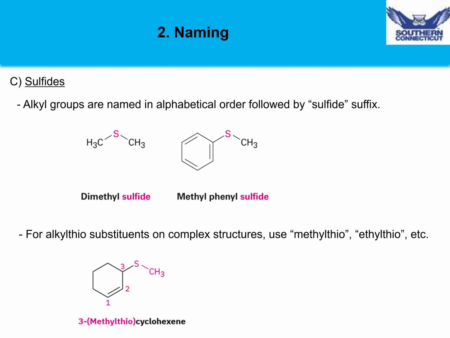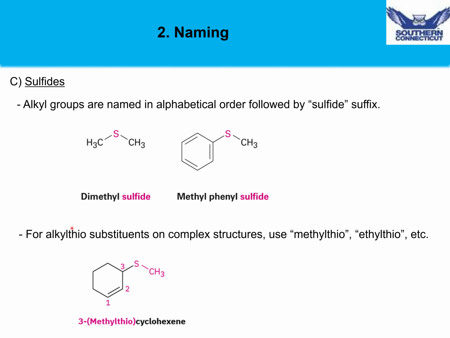Sulfides are named very similarly to ethers. We give the alkyl groups in alphabetical order, followed by the suffix sulfide. If the 2 groups are identical, we would use the prefix di. As an example, we have here dimethyl sulfide. In the next example, we have a methyl group and a phenyl group. Alphabetizing those 2 groups, we would name this as methyl phenyl sulfide.